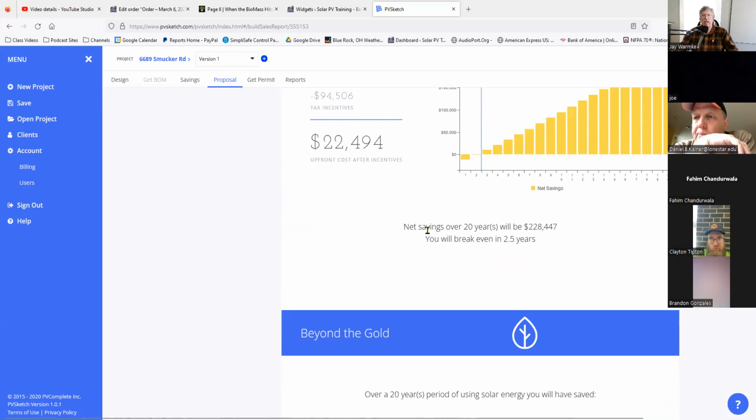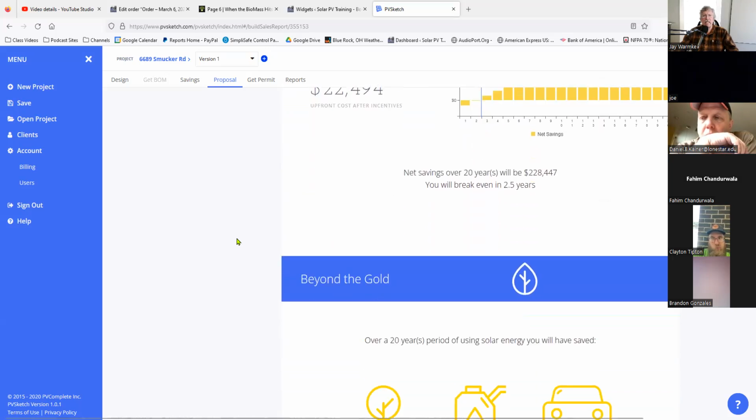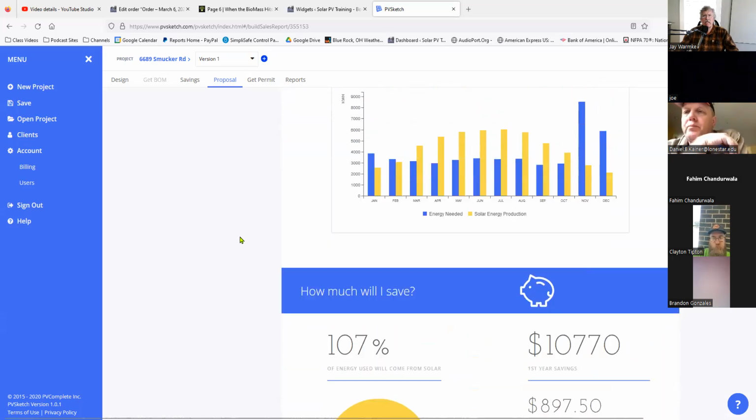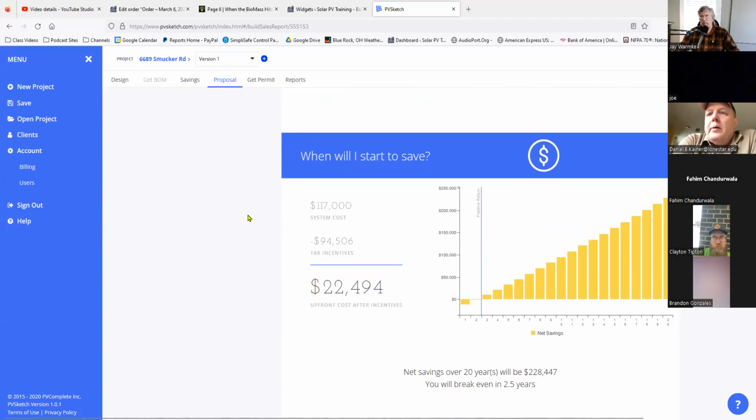And part of the reason for that is I've put in all of the incentives that are available, and it's $117,000 initial cost, but $94,500 in incentives, tax incentives and things like that. We can get into some of the very specifics there, but the incentives that these guys would qualify for, because they're an agricultural business, is REAP. The USDA has a 40% tax credit. So 40% of it could be paid for through this REAP grant.